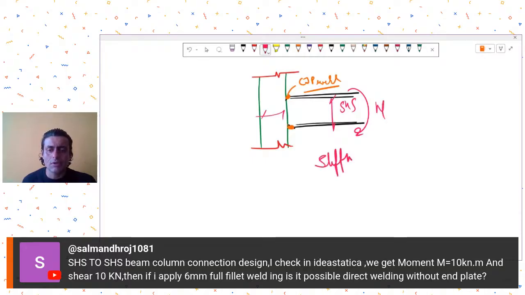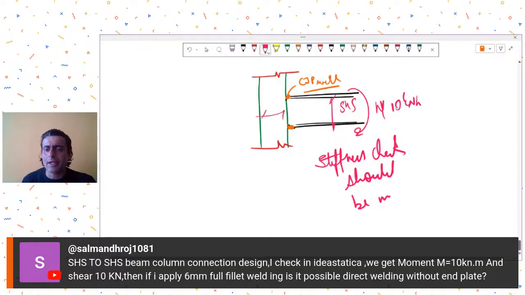And then depending on your SHS size and the applied moment, you may check for the stiffness that this connection is offering. So stiffness check should be made. It may happen that it is able to take the applied moments, but then the stiffness of this connection should be checked, because if the stiffness that this connection is offering is not like a rigid connection, then suitable adjustments should be made in your analysis model. Okay. Otherwise, instead of fillet weld, I will suggest you to go for a CJP welding.